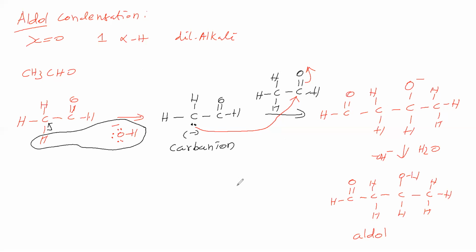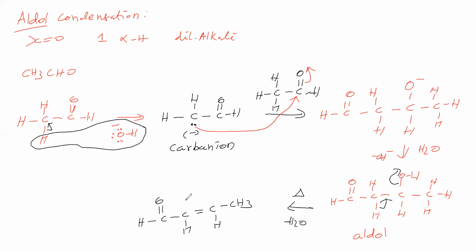Next step: if you heat this content, if you warm this aldol, water is eliminated. So what we get is CHO, then CH double bond CH, then CH3. That means a double bond is formed. Elimination of water is possible.